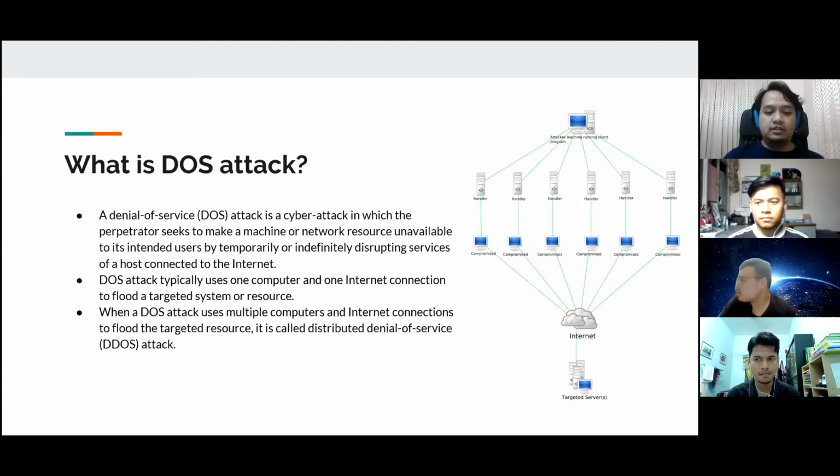When a DOS attack uses multiple computers and internet connections to flood the targeted resource, it is called distributed denial of service attack, or better known as DDoS attack. This makes it impossible to stop the attack by blocking only a single source. So the picture next to this in the slide is an example of how the DDoS attack happens. It is using one computer to infect other innocent computers to make them do DDoS attack without the owner of the innocent computer knowing.